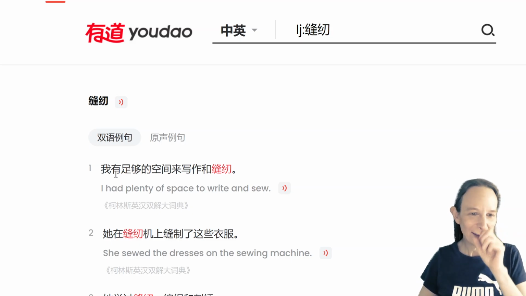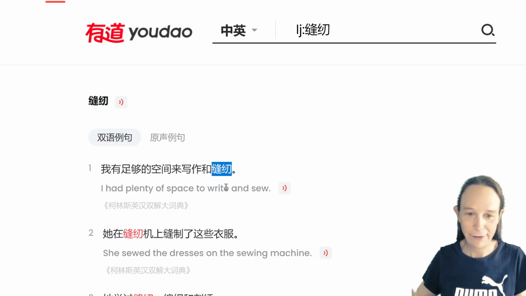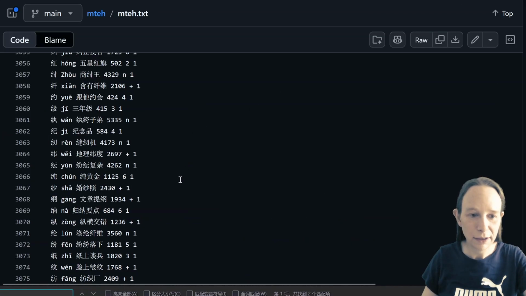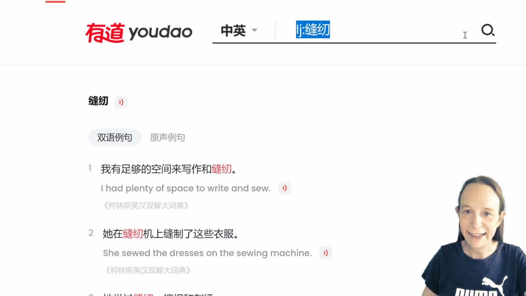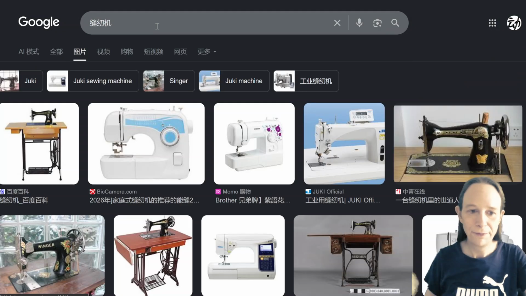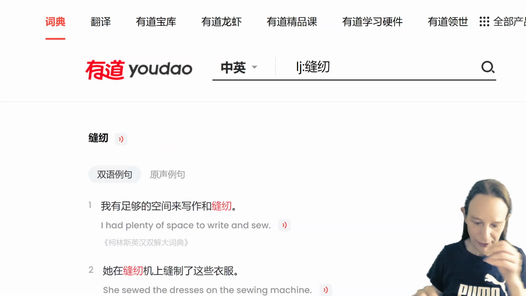Okay. 我有足够的空间来协作和缝纫。Yeah, maybe I should add this to the corpus. If it's not in the corpus... Oh, hold on. Oh, there it is. No, maybe the search just didn't work. Okay, so what's the example here? 缝纫机. Oh, is that sewing machine in Chinese? Oh, all right. 缝纫机. It is in the corpus. All right, 缝纫机.